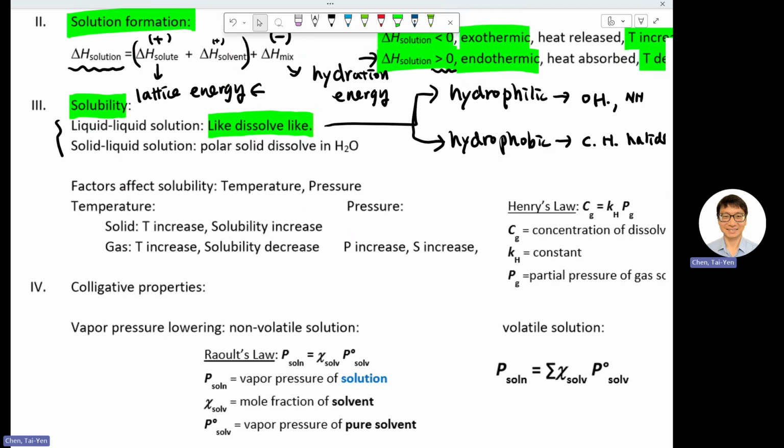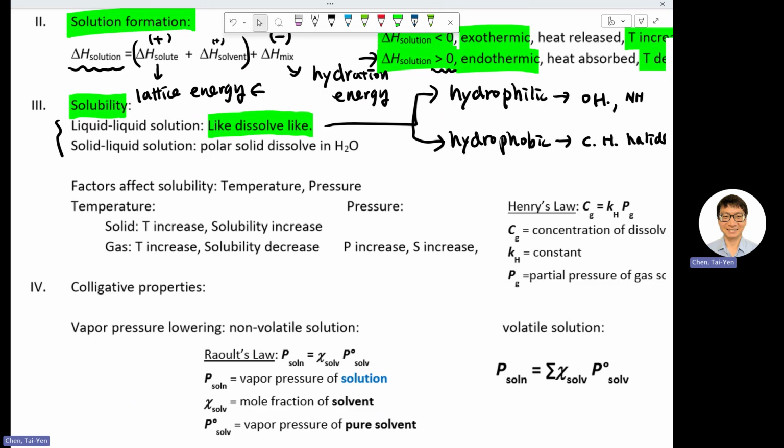Sometimes, for the solid-liquid solutions, we say polar solids dissolve better in water, right? How do you predict polarity? How polar is this molecule? The answer is structure and electronegativity. So there are a few atoms. Let's think about this. Tell me whether the things I'm going to say are polar or nonpolar.